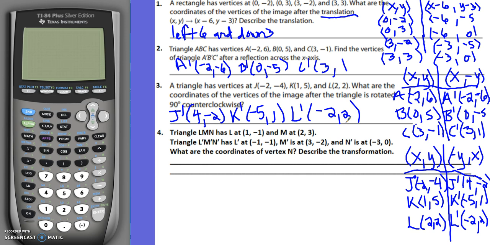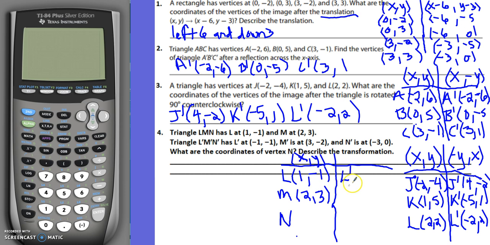So we don't know the transformation yet, so we'll call this XY. But we do know L and M. L is (1, -1). M is (2, 3). We don't know N. That's what we're trying to figure out. We don't know the transformation, but we do know the primes. So we have L prime, which is (-1, -1). We have M prime, which is (3, -2). And we have N prime, which is (-3, 0).